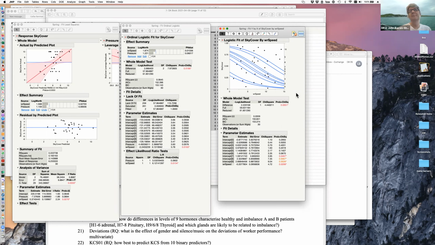So we can see actually our conclusion that wind speed is important is consistent between the linear model and the ordinal model, right?